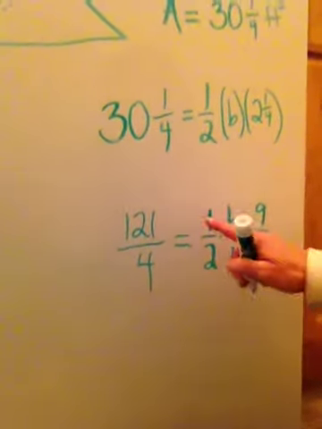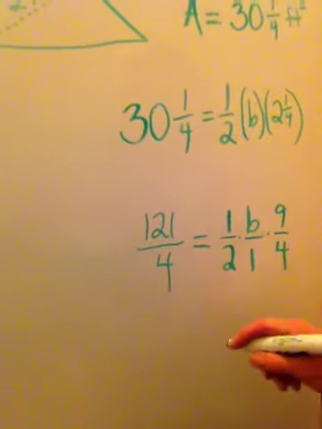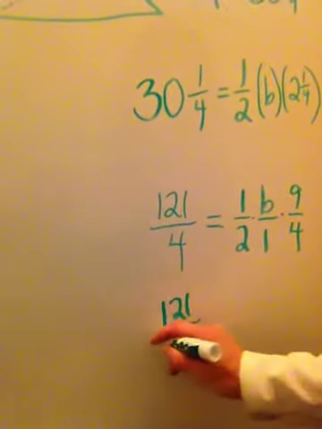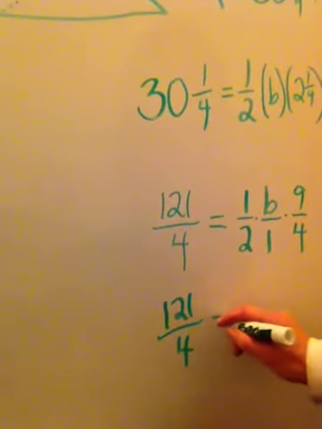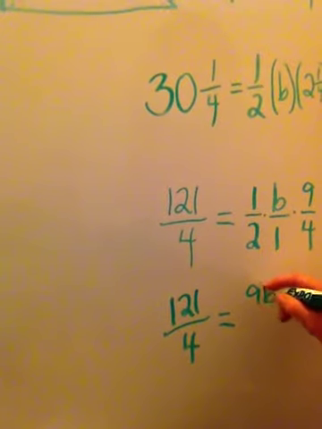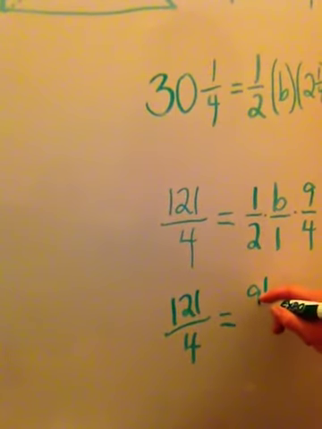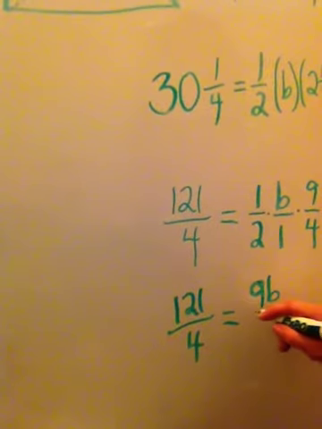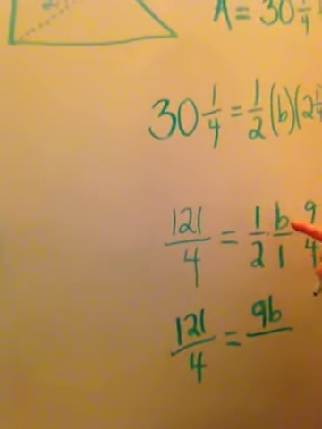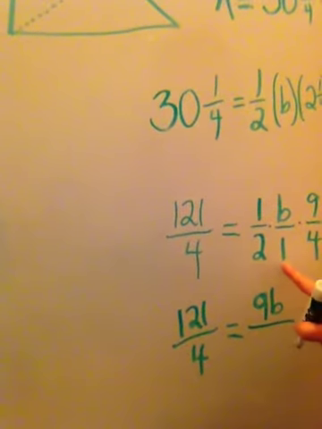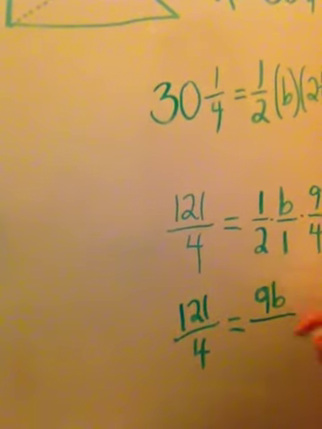Okay, then we multiply straight across over here. So we'll have 121/4 equals, I'm going to do 9B just because I like to have the number in front. So 9B, because 1 times B is B times 9. 9B, 2 times 1 is 2, times 4 is 8.